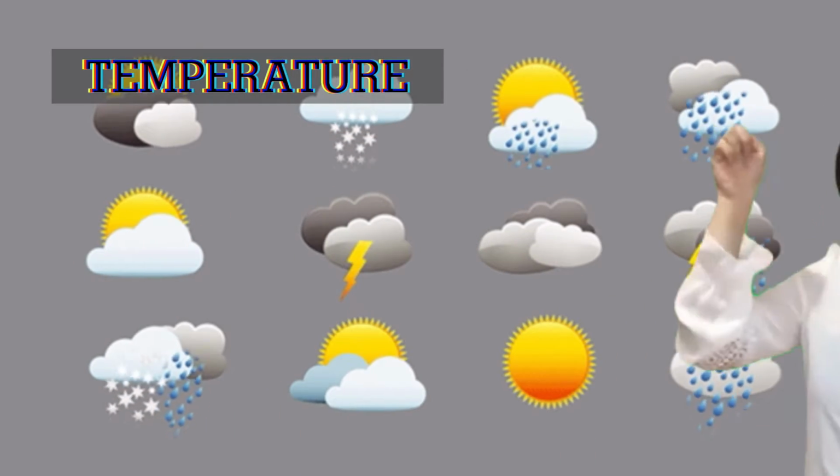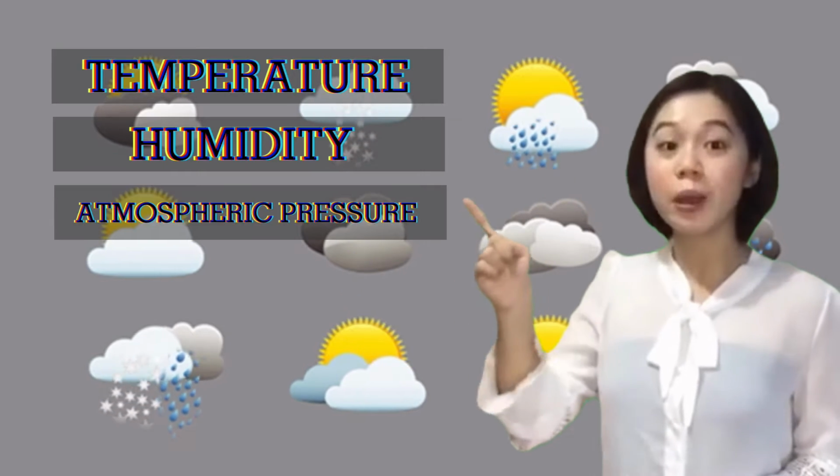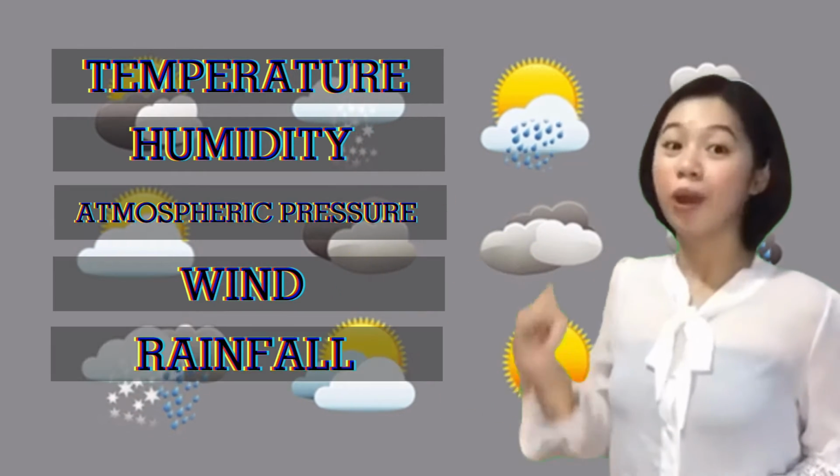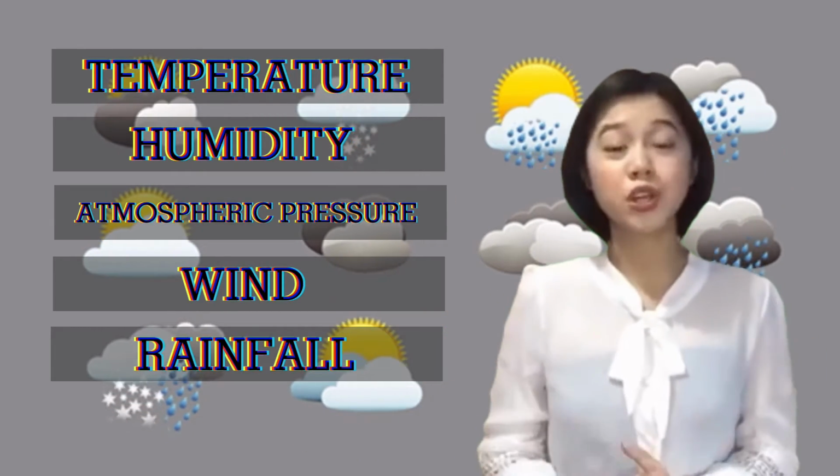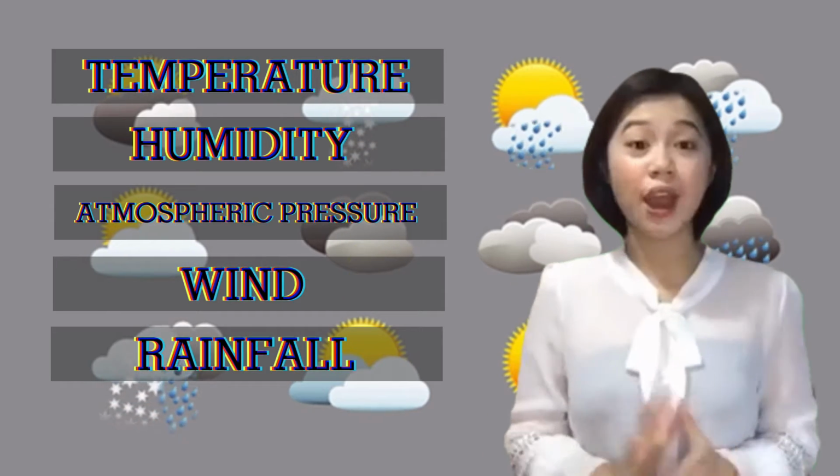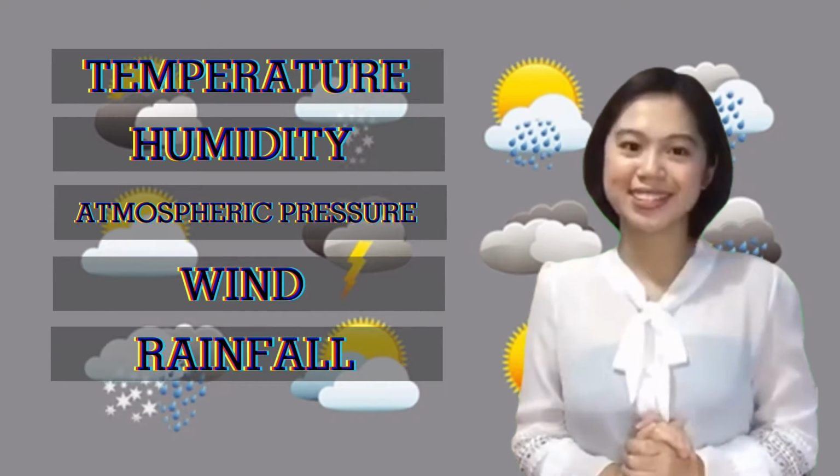Climate is the prevailing weather condition of an area over a long period of time. It is associated with the temperature, humidity, atmospheric pressure, wind, rainfall, and other meteorological weather elements in a certain area of the Earth's surface.